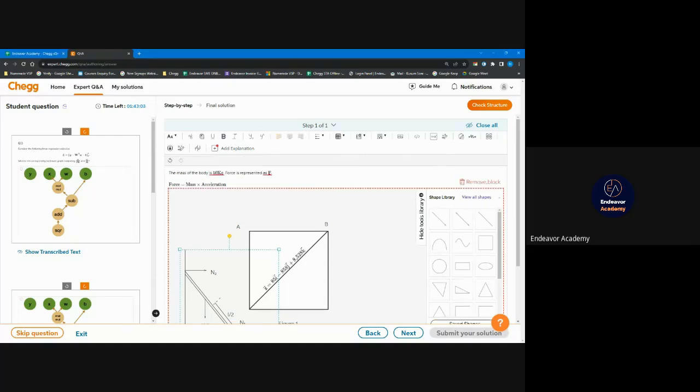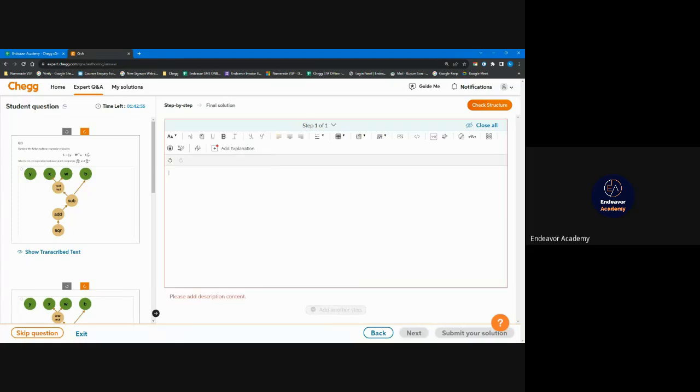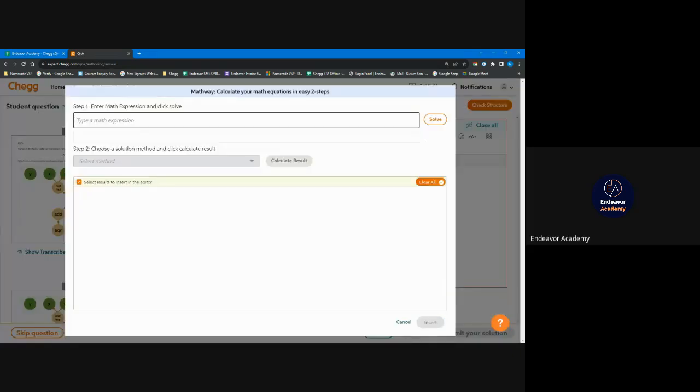So the next tool that we will discuss is this Mathway, insert Mathway, this one. So what is Mathway? Mathway is an AI that is already inbuilt in the Chegg portal. It will automatically solve your complex equations.